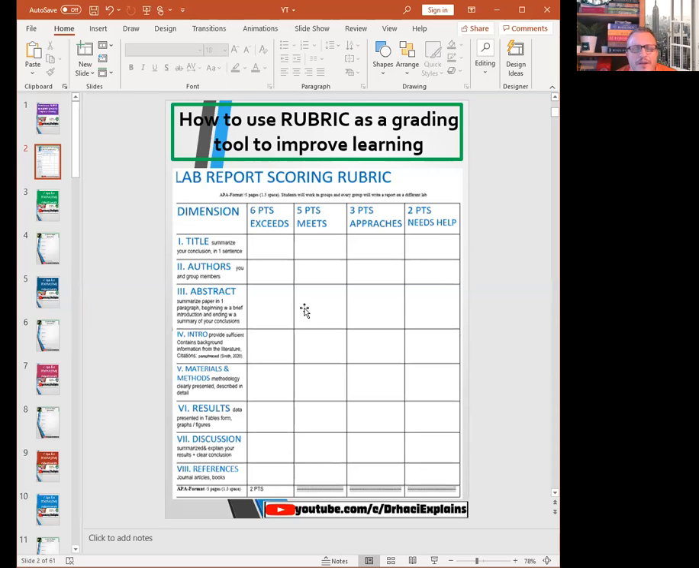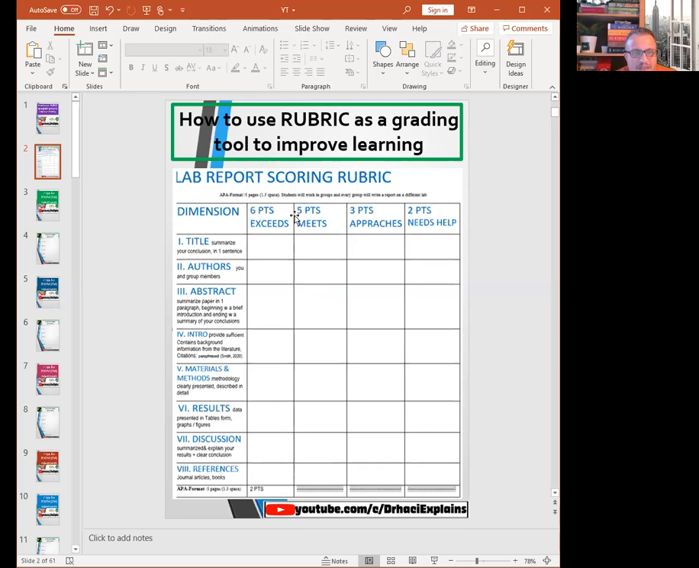I'm going to explain different parts of this rubric and how you can use it as a grading tool to assess your own lab report to improve your learning. This rubric has 8 parts and it uses APA format. So you need to use APA format and cite your references both in your text and in the references section using APA format.